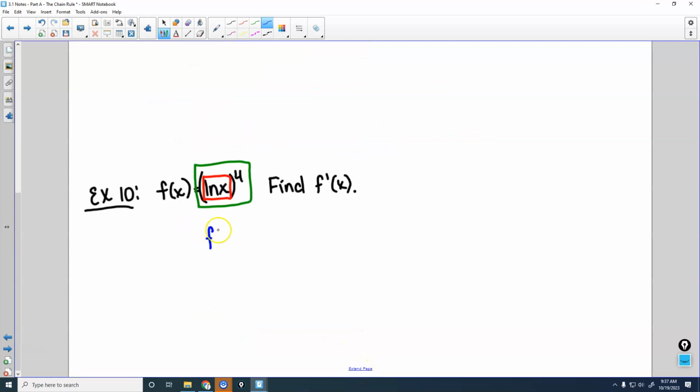So your f prime of x is going to be 4 times natural log of x, don't change anything about the inside, raised to the 3rd power. You're doing that 4th power first because that's the outside function. And then we multiply by the derivative of the inside. What is the derivative of natural log of x? 1 over x. And what you will probably see is they will write it like this: 4 natural log of x to the 3rd over x, because this stuff is over 1.